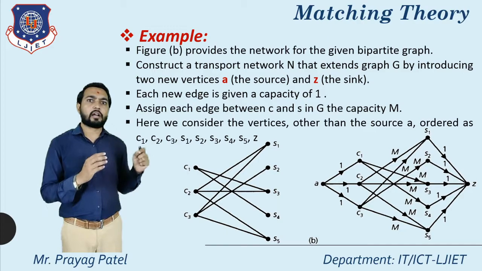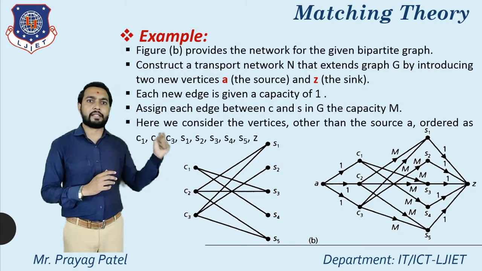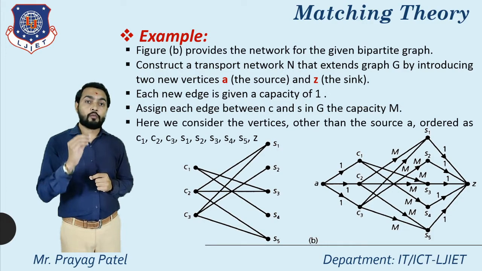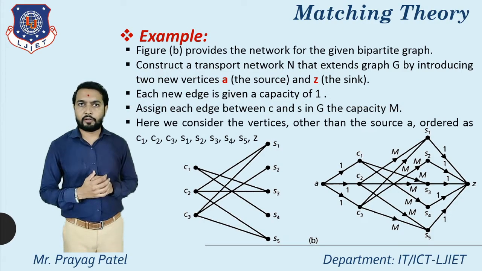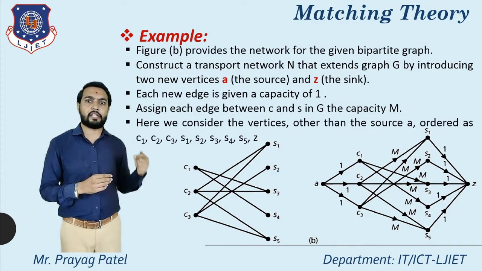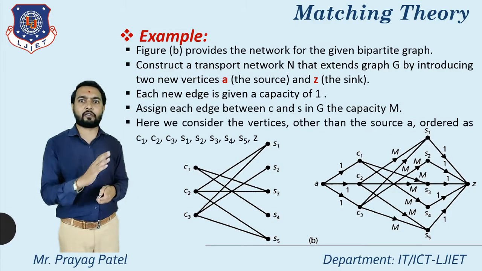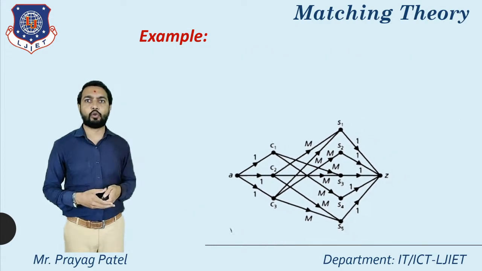Now see here, consider the source node as A and sink node as Z. Now for that, one order is given. So the order is like C1, C2, C3, S1, S2, S3, S4 and S5, and last node as Z. So this is a sequence for executing this algorithm.